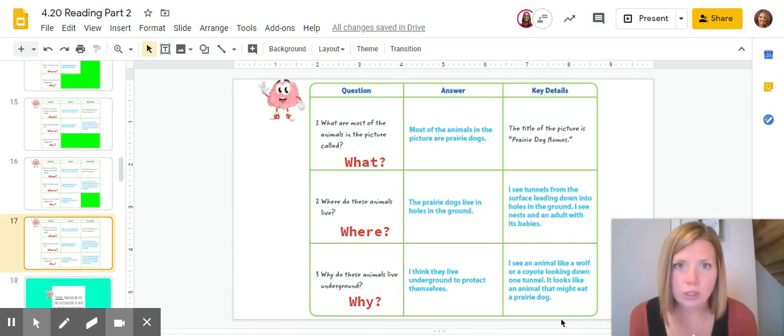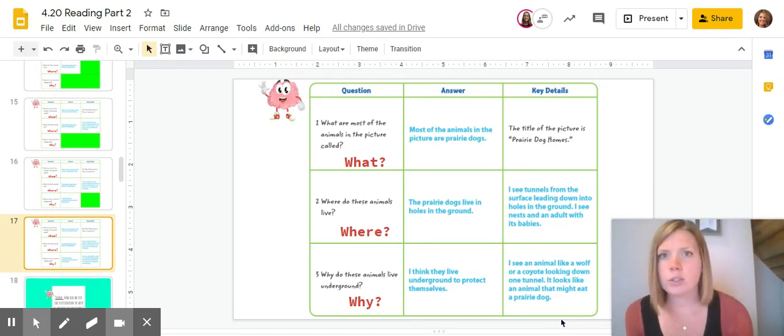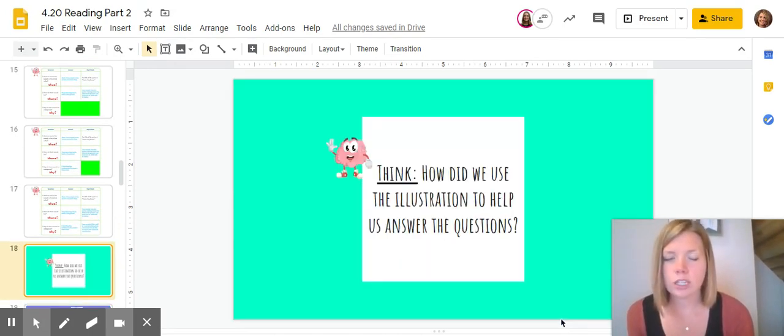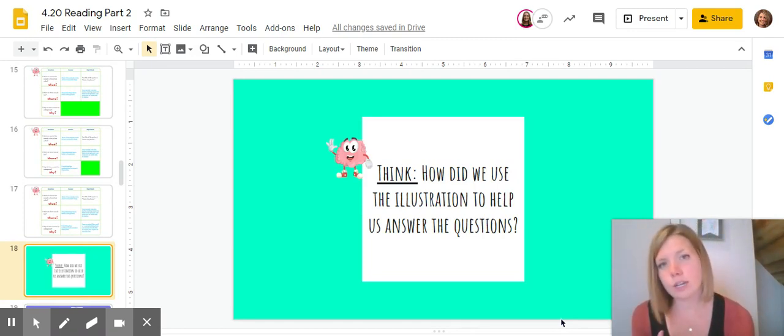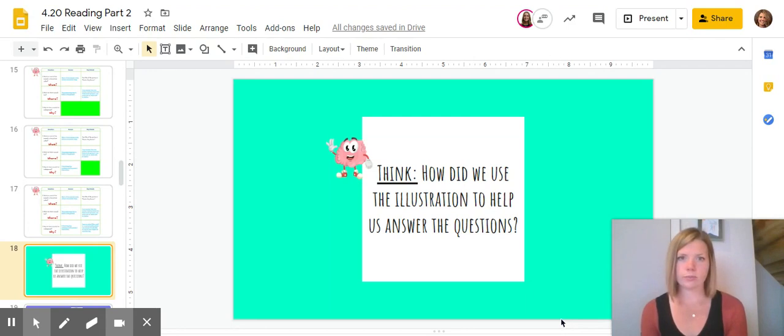Where your evidence is going to come from is what you actually read in the text. So you're going to have specific details from the text. Can I say it again? From the text. You say it. From the text. Okay? And so before we move on to a text, I want you to think, how did we use the illustration to help us answer the questions? I didn't just come up with an answer and stop there. How did the illustration help us?